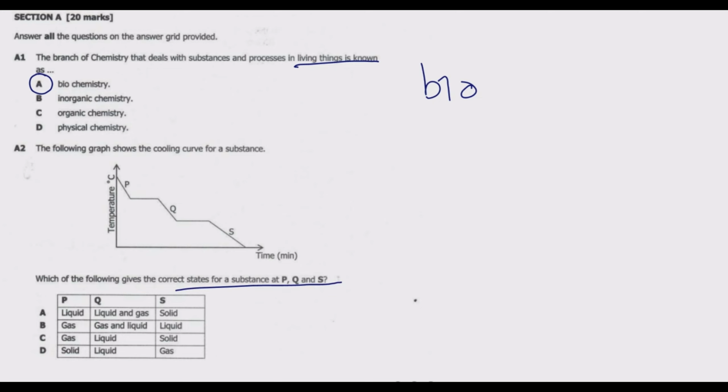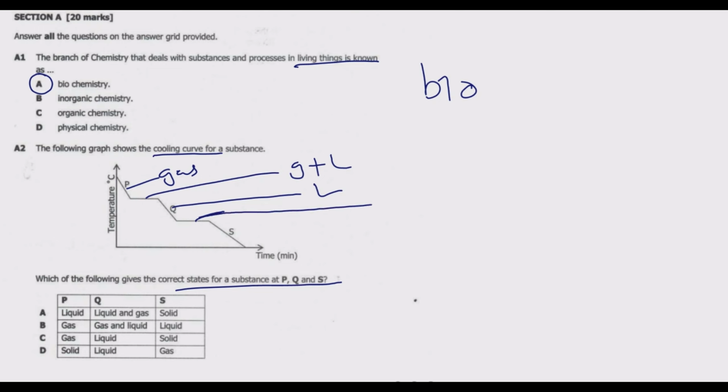So this is the cooling curve. As you know the cooling curve, we also need to know the other side of the curve, when you're talking about the evaporation curve. So basically we know that when you're cooling, we start with gas. So P is gas. Then at this point we have a mixture of gas and liquid. Then at Q we should have liquid. Then at this point we have liquid and solid, because they start solidifying. Then S itself is a solid.